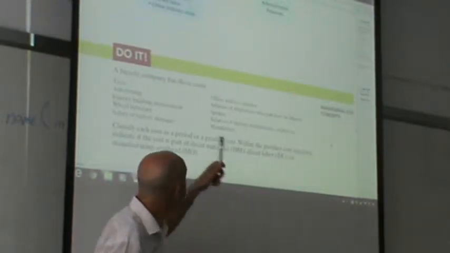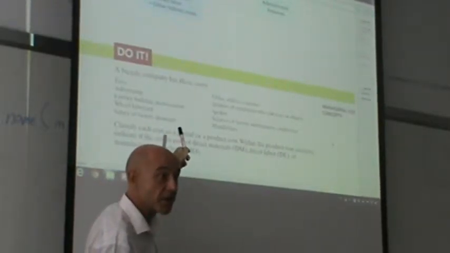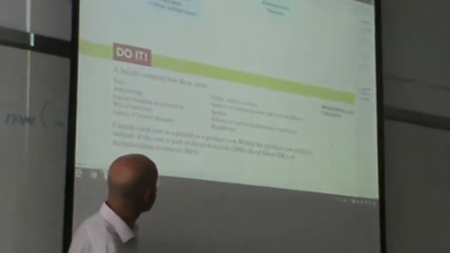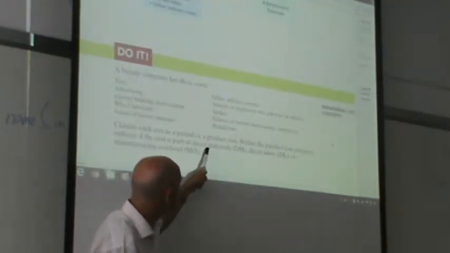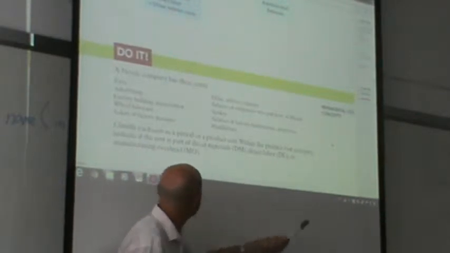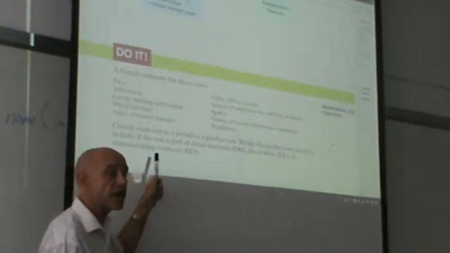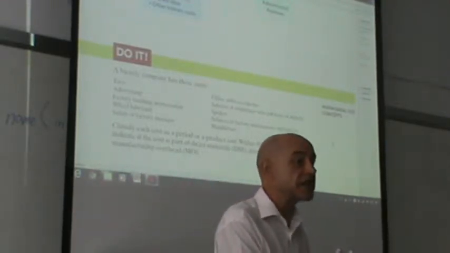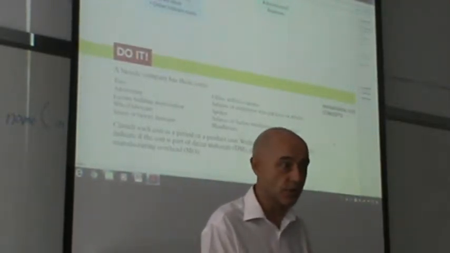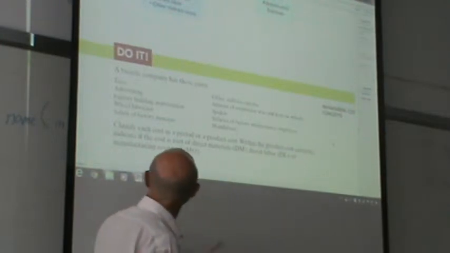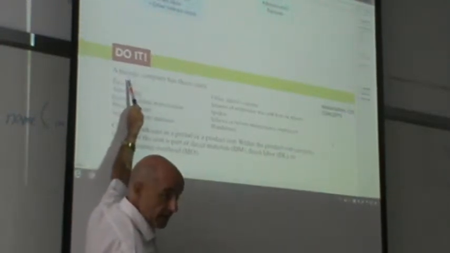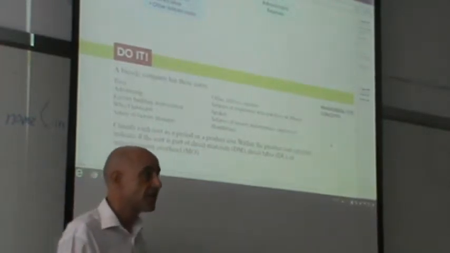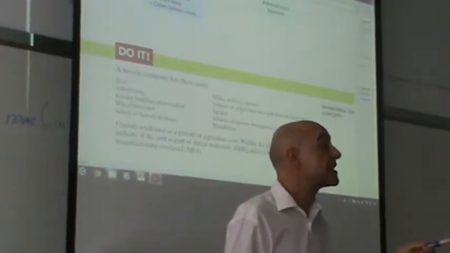Okay? Can you actually read? Can you see this? Period or product. And then, if it's a product cost, indicate: is it direct material, is it direct labor, or is it manufacturing overhead? So now it is time for you to practice. A bicycle company has these costs. Number one, tires. So what is tires?